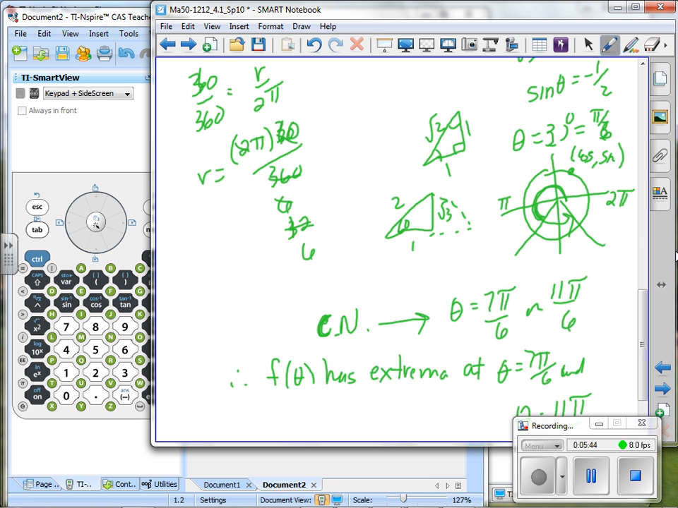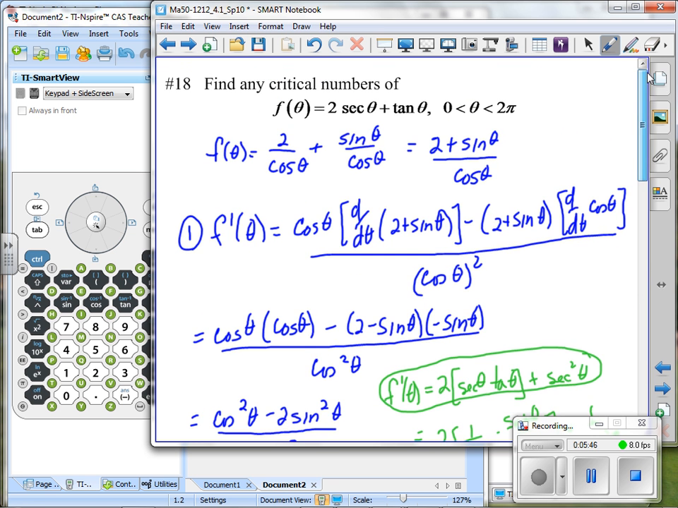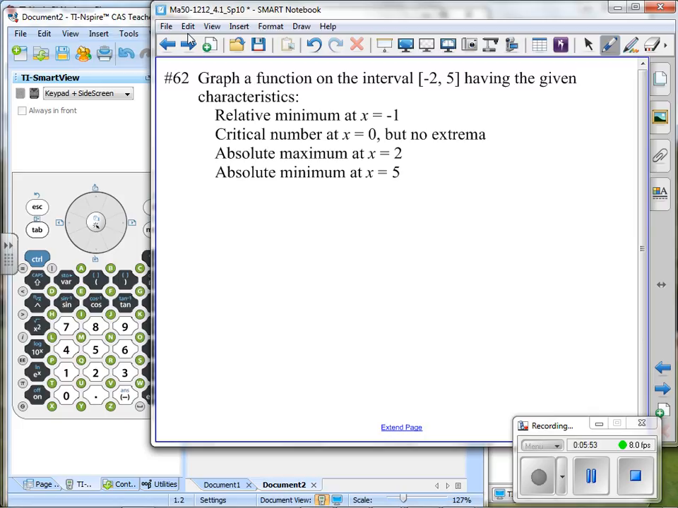That's the type of problem you're going to be dealing with in this section. Given a function, determine critical numbers. Let's look at, graph a function on the interval from -2 to 5, having the given characteristics. Relative minimum, critical number but no extrema. We haven't talked about how can it be a critical number but no extrema. Absolute maximum, absolute minimum. I'm going to pause this.